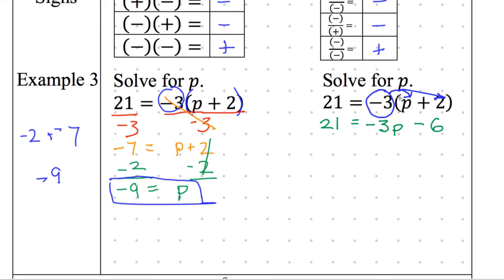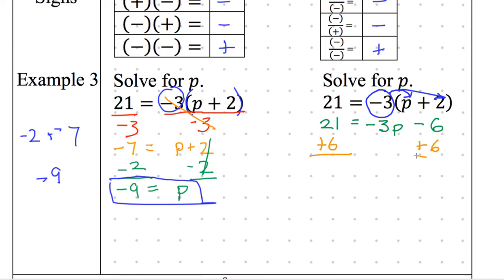Now that I've distributed, I don't have to worry about parentheses. It's really nice not worrying about parentheses. So now I can just do this like a normal problem. Let's give some XP out. What's the first step that I do? Andres? +6 on both sides. On both sides, yeah. There it is.